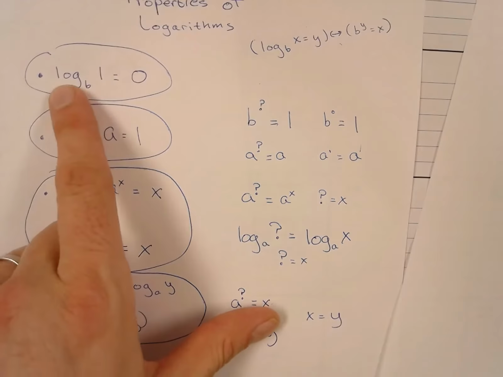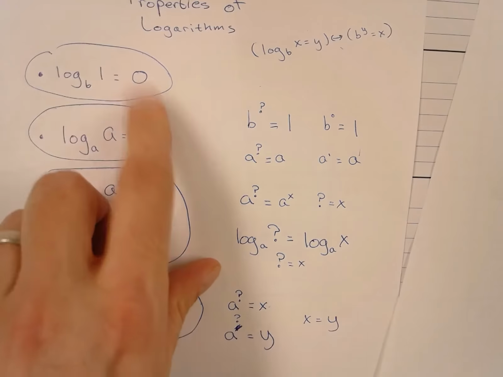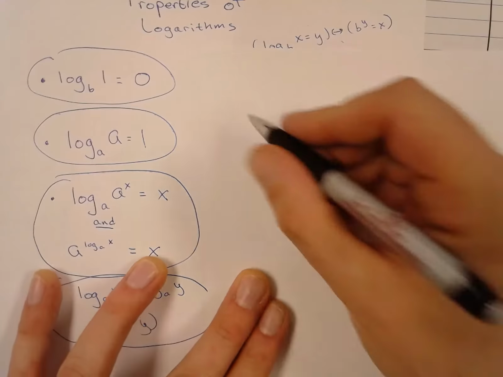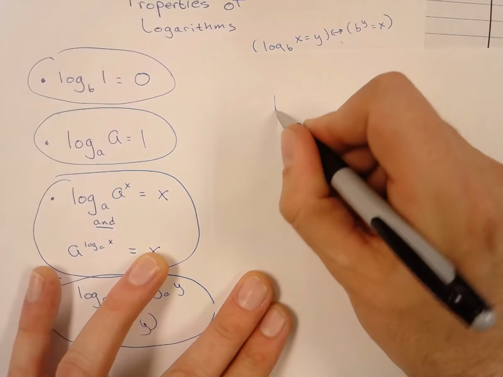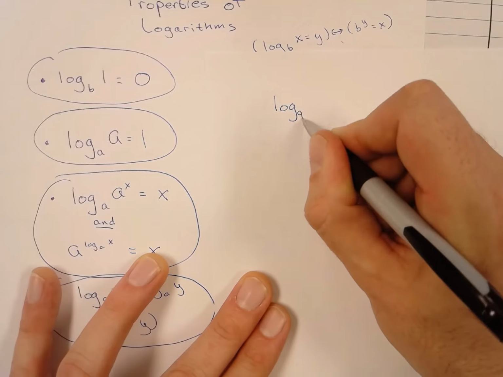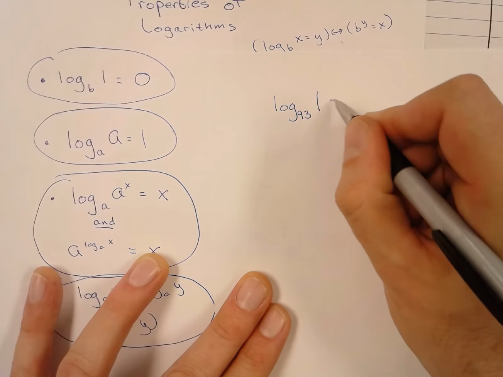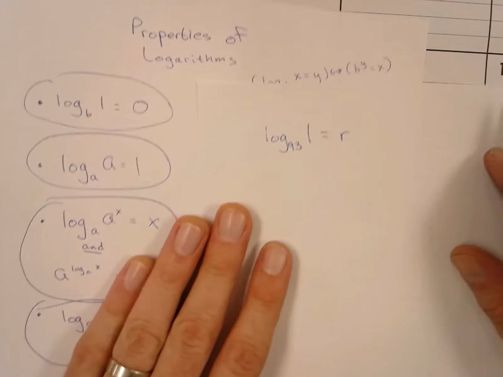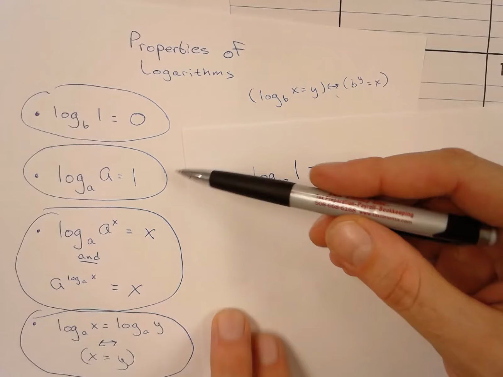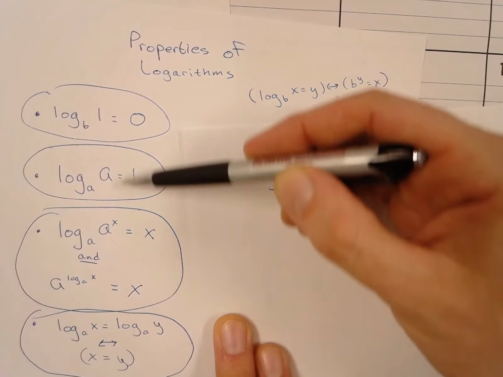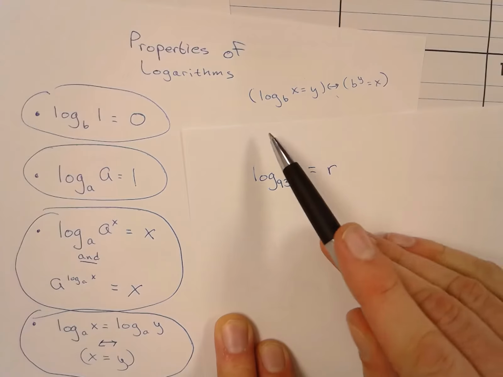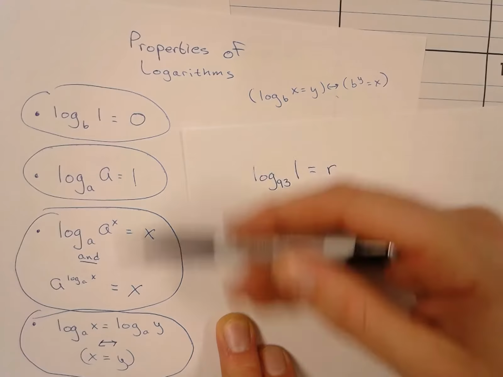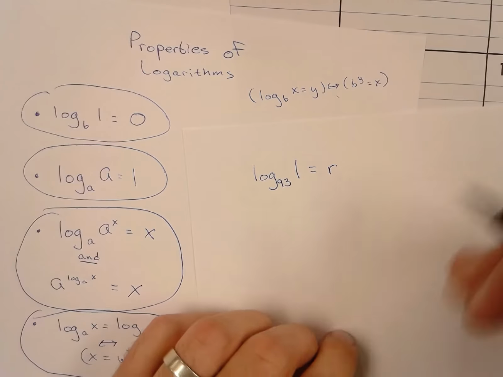So the first one: log base anything besides 0 of 1 equals 0. So if I saw some random example, log base 93 of 1 equals r. Now clearly I want to actually encourage you guys that if you don't memorize all of these, that's okay, that you at least apply this definition, and you can probably deduce these properties if you happen to forget them.